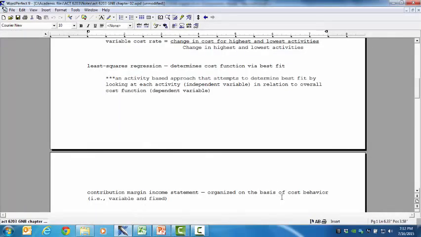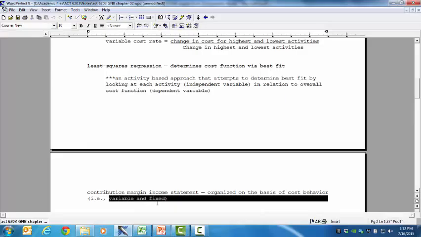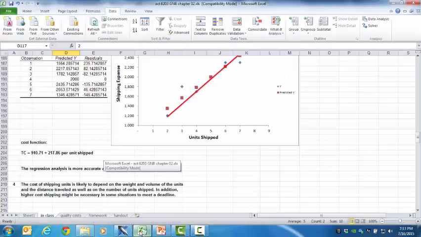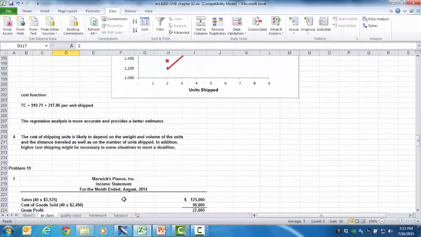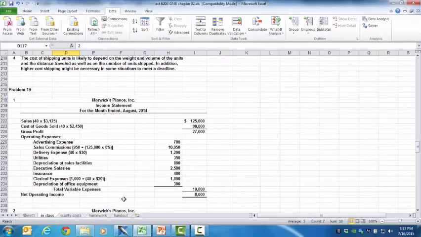The next thing in this chapter deals with what is called a contribution margin income statement. Contribution margin income statement is basically focusing on these cost behaviors that we've started to address by looking at the variable and the fixed. So instead of a lumping of all costs together, we're going to separate them out according to behaviors. I wanted to look at problem 19 in your textbook.